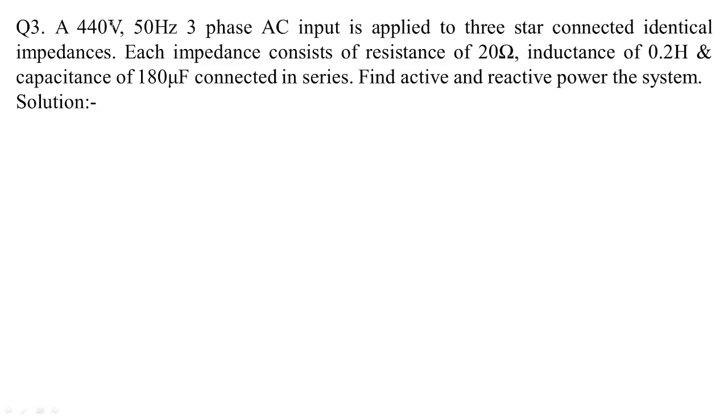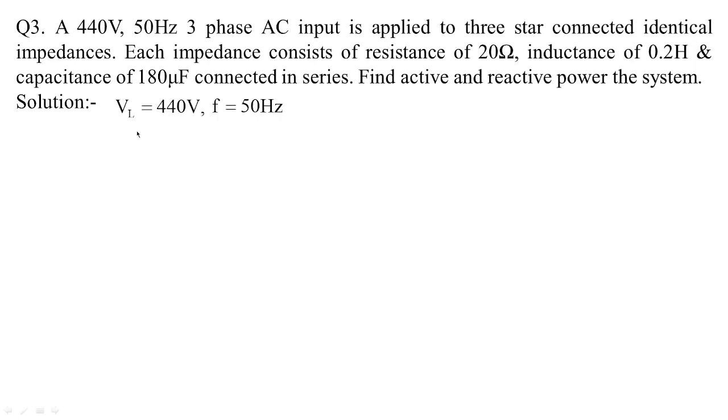Same, I'm taking the input voltage as 440 volts, 50 Hz three-phase AC input is applied to three star-connected identical impedances. Each impedance consists of resistance of 20 ohms, inductance of 0.2 Henry, and the capacitance also given as 180 microfarads. All are connected in series. Means what? Resistor, inductor, and capacitor are connected in series. We need to find out active and reactive power.